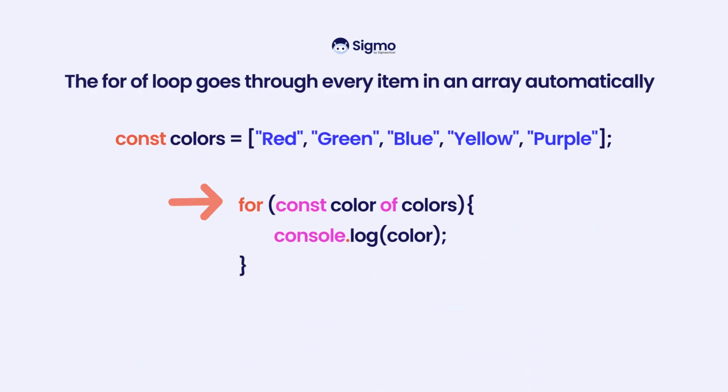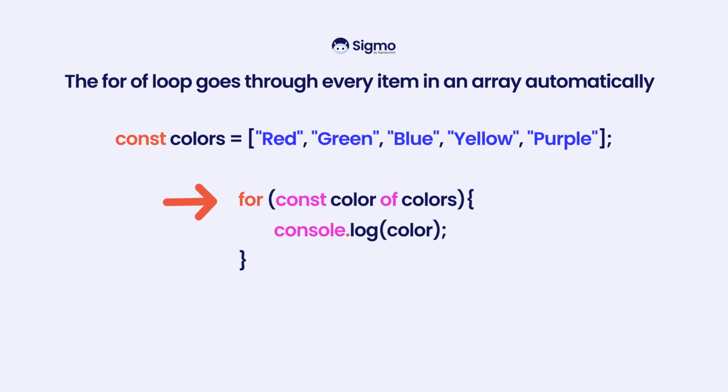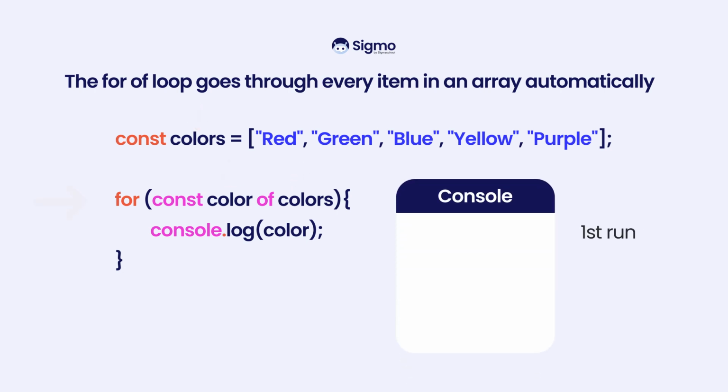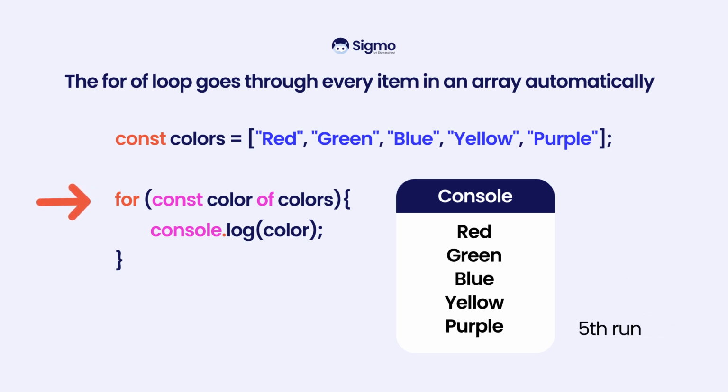In JavaScript, one of the most common ways to loop is the for of loop. Here's how it works. You give the current item a name, then you tell it which array to loop over. Every time the loop runs, it picks one item at a time, does what you tell it to do, and then moves on to the next one. It keeps going until every item has been covered.